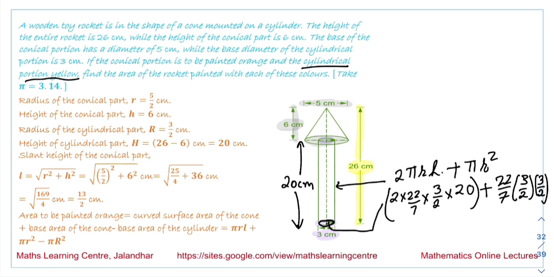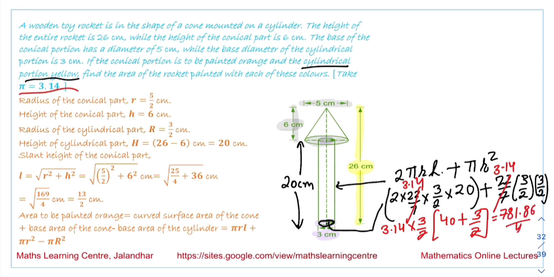Now in this question it is given that the value of pi we have to take is 3.14, so we write 3.14 over here and 3.14 over here, and when you solve these values, we take 3.14 into 3 by 2 common from both, so we are left with 40 plus 3 by 2, and on solving this we will get the final answer as 781.86 by 4, and that is equal to 195.465 centimeter square.